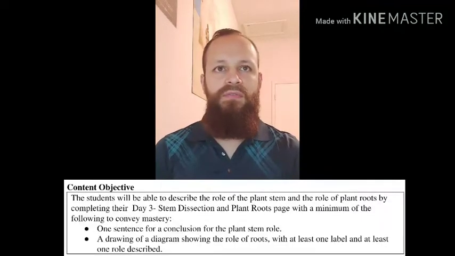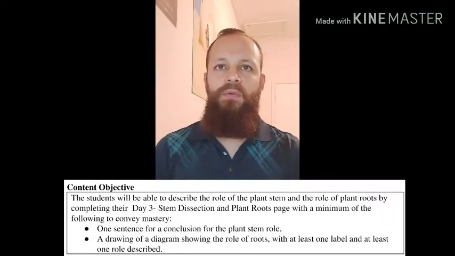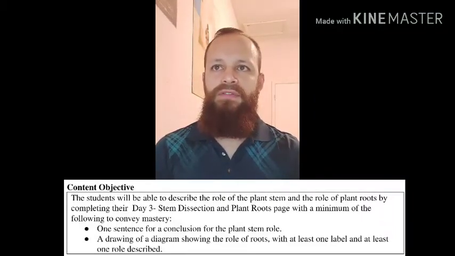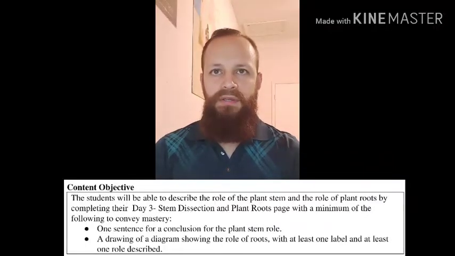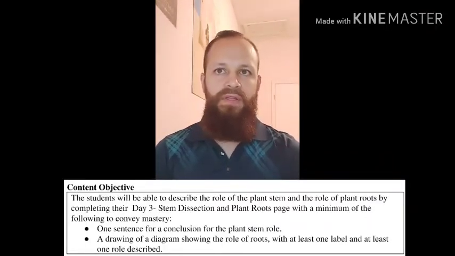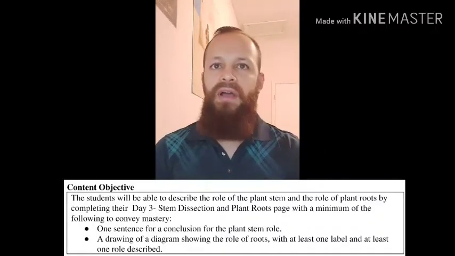Content objective. The content objective of this lesson will state, the students will be able to describe the role of the plant stem and the role of plant roots by completing their day 3 stem dissection and plant roots page with a minimum of the following to convey mastery: 1 sentence for a conclusion for the plant stem role, a drawing of a diagram showing the role of roots, with at least 1 label and at least 1 role described.